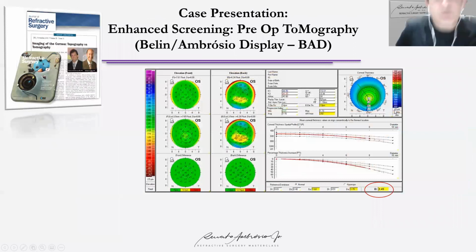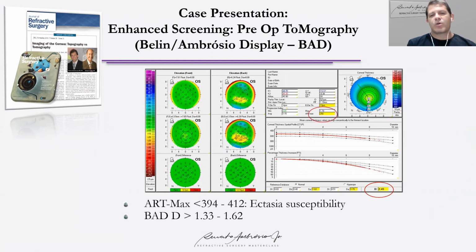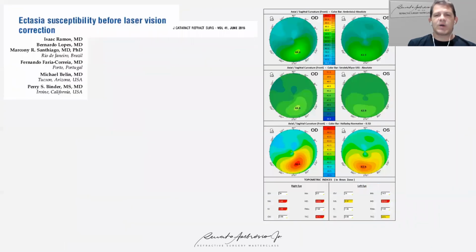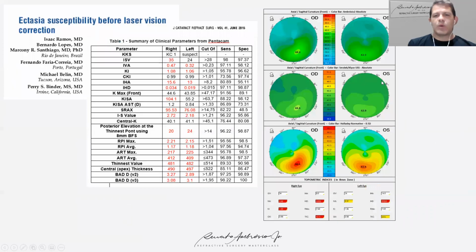This case was retrospectively seen. In 2008, we didn't have a better Belin-Ambrósio display at that time, but the retrospective calculation from the files led us to a low ART max and a high D, and those are the thresholds that I would consider for ectasia susceptibility. Interestingly, SMILE can cause ectasia, and there's a biomechanical advantage in terms of LASIK, I do believe that, but this case was a very interesting one because the patient had a low K keratoconus.